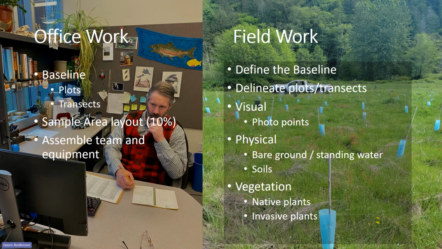Now, once we're in the field, the first thing we would do would be to establish the baseline. We would install wooden posts at the start and the end, flag them, and collect GPS points of their locations. From the baseline, we would delineate the plots or transects, and then once the sampling area is established, we would proceed with collecting information. We would do our photo points, we would collect information on physical characteristics, as well as characteristics of native and invasive plants.